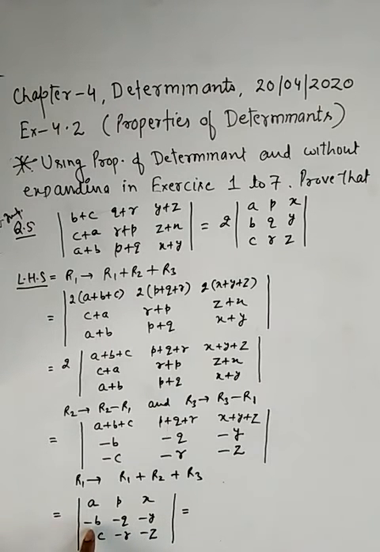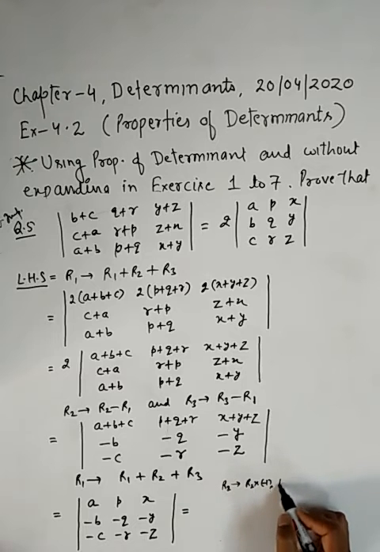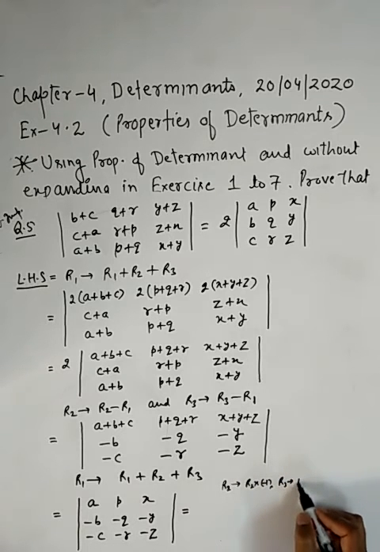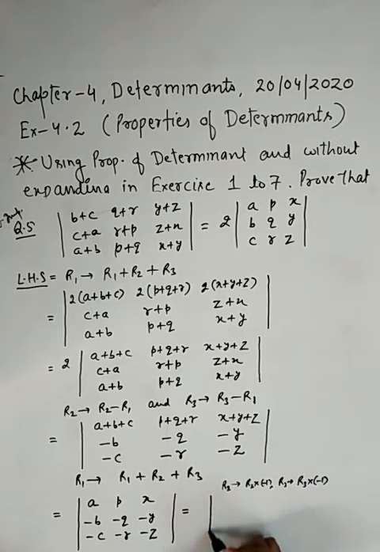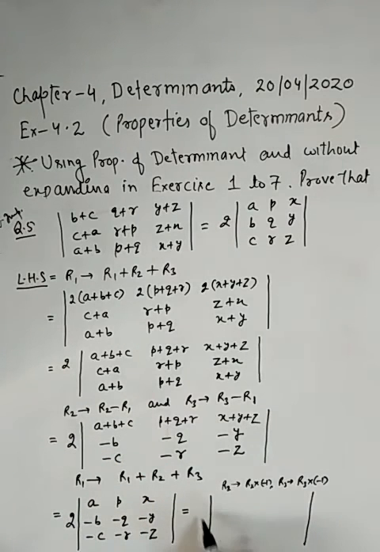Now multiplying row 2 by minus 1. How will row 2 change? Row 2 multiplied with minus 1, and row 3 also multiplied with minus 1. Then what will you get? 2 was common, so 2 is left here.